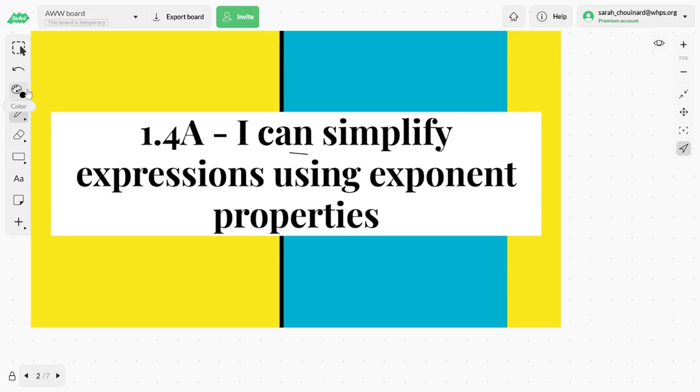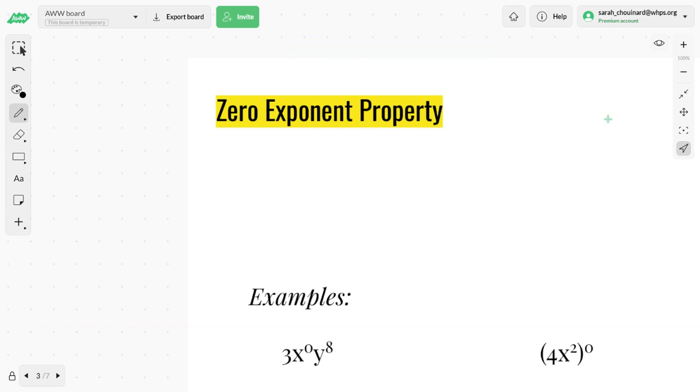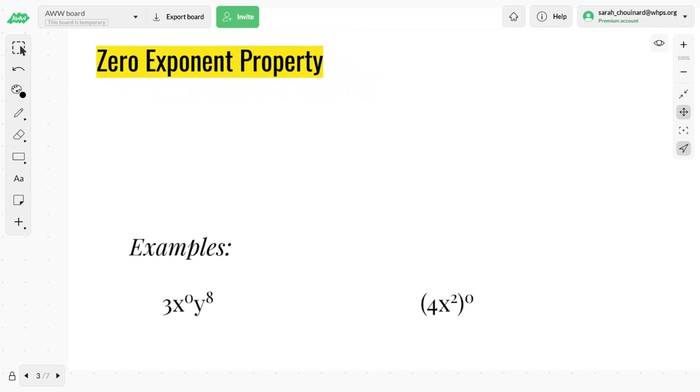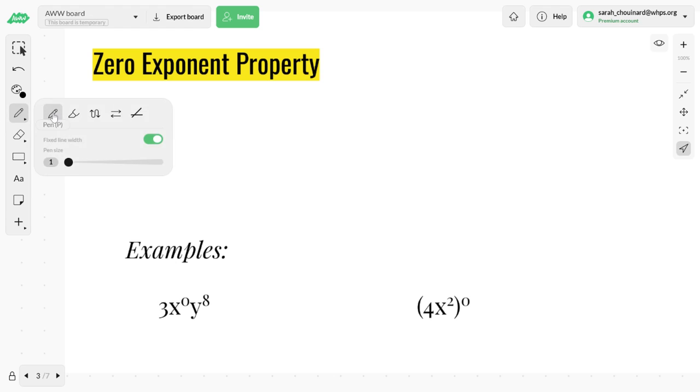All right, so in this video, we're going to be looking more at exponent properties, but extending our understanding to negative and zero exponents. So the zero exponent property helps us deal with exponents that are zero. To explain why the zero exponent property works, I'm going to use a quick example of 2 to the fifth divided by 2 to the fifth.